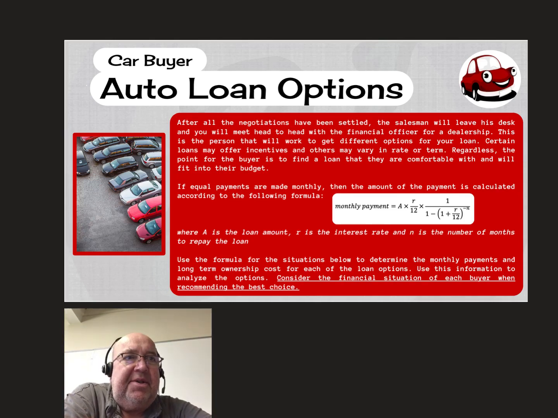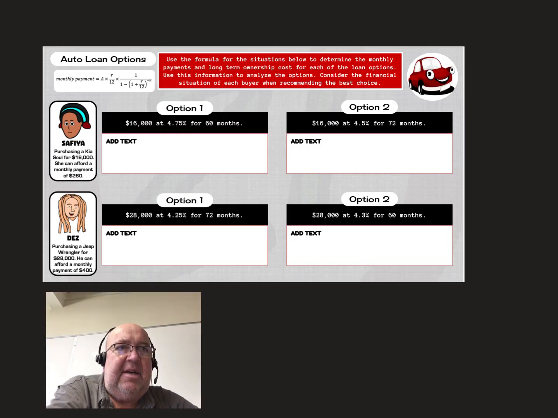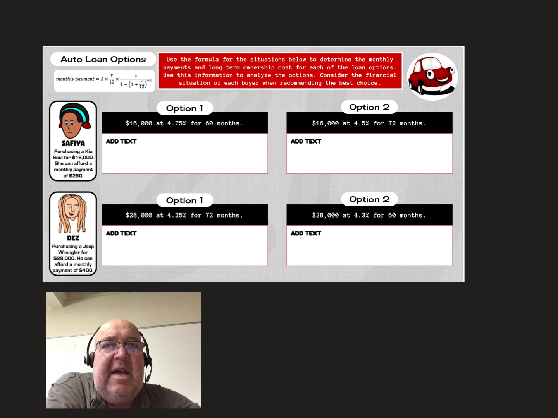Okay, in this section of the project, you're going to be looking at auto loans and choosing between different opportunities based on needs. So, again, you're going to need to find out the amount of payments for each loan option, and then you need to look at the person's information. So, Sophia can only afford a $280 a month payment. So you're going to need to look at the choices to see which one to choose and recommend that choice.